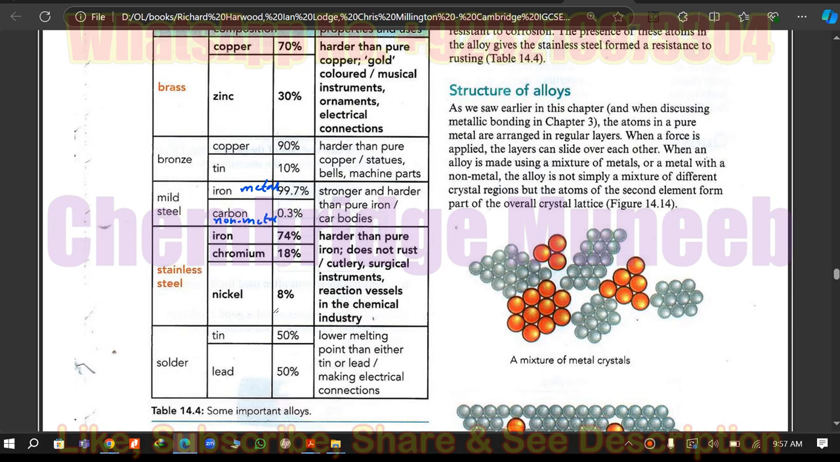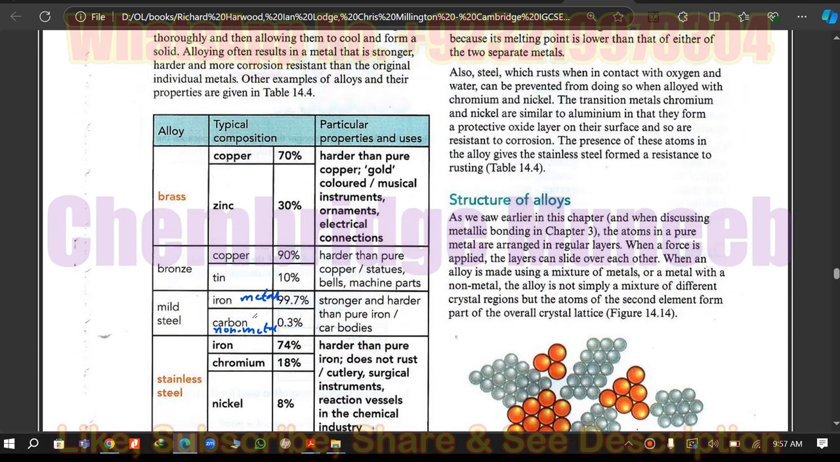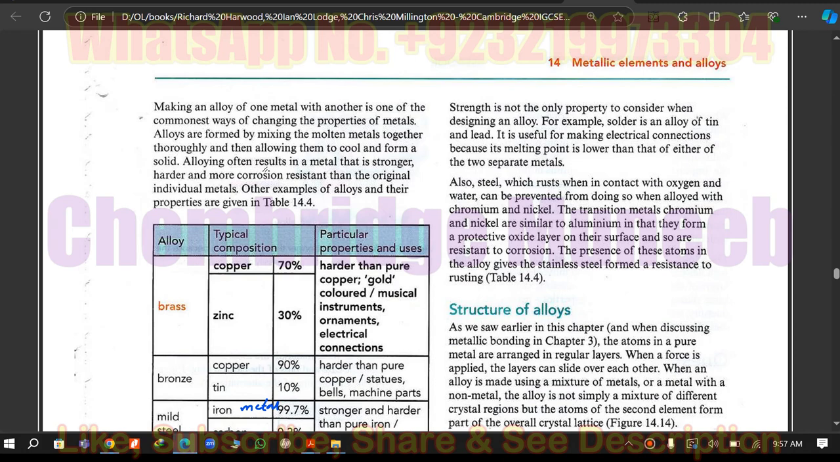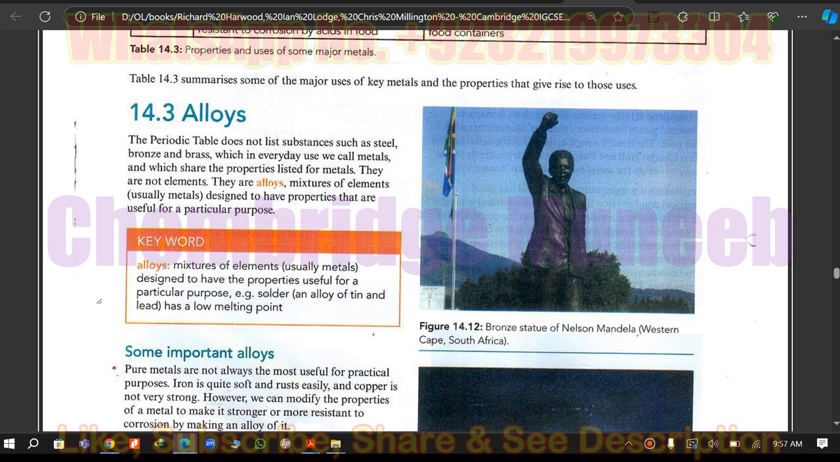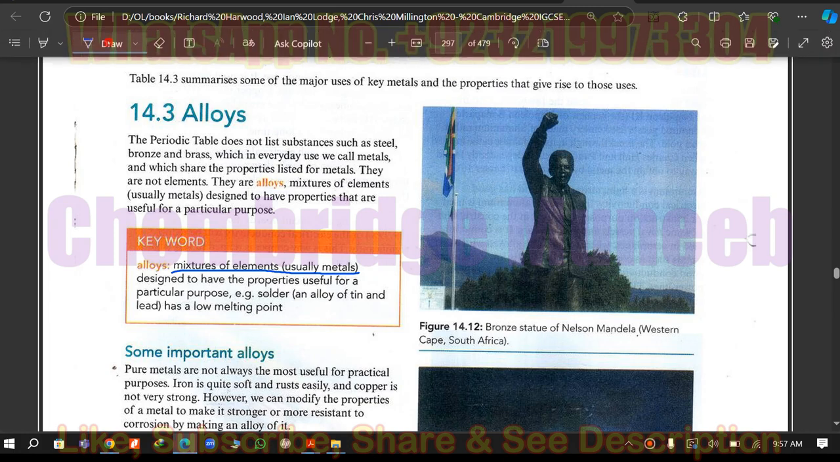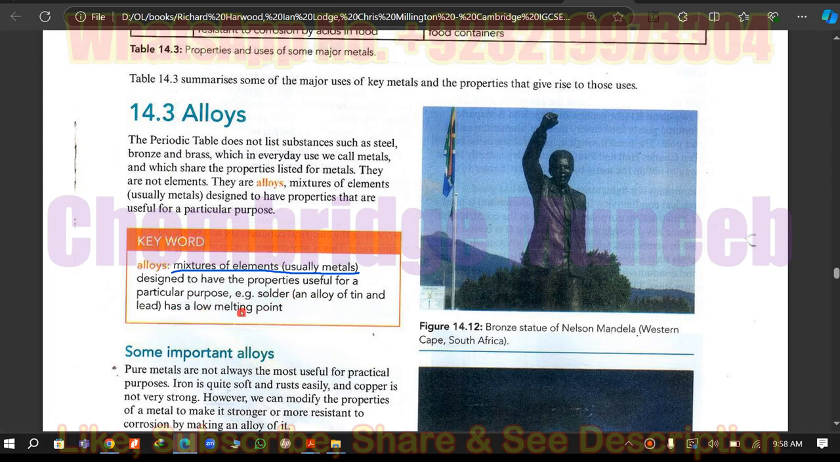So that's why we can say that alloy is just a mixture. Alloy is a mixture of two or more elements. Here is the definition of alloys: mixtures of elements, usually metals, designed to have properties useful for a particular purpose. Example, solder is an alloy of tin and lead that has a low melting point.